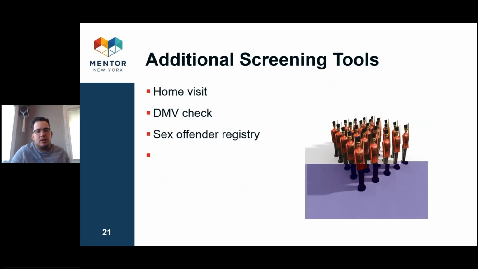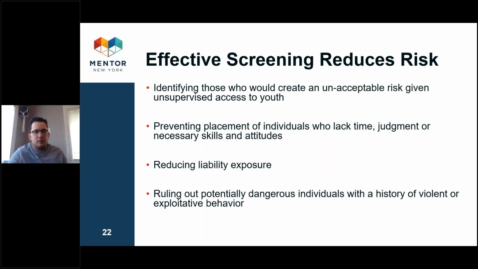I think the last bullet point on these slides is cut off, but the last one was a partner or spouse interview. Again, especially if it's community-based and they're visiting the home, you want to make sure you're interviewing or talking to everyone who's in that home, not just the mentor. And effective screening reduces risk, right? That's what this is all about. Thinking about those policies, those procedures in place.